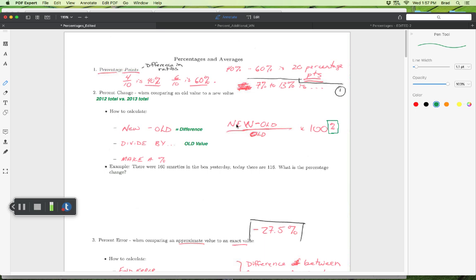So the way we can calculate that is we take the new value, that used to be an N, I had some trouble making it a W, you'll get over it. The new value minus the old value, again, that gives us a difference, and we divide by the old value.